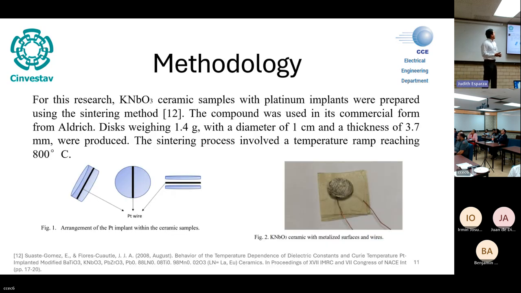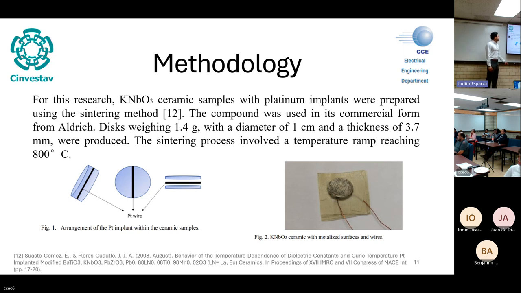Now I'm talking about the methodology. For this research, potassium niobate ceramic samples with platinum implants were prepared using the sintering method. We ourselves manufactured the ceramics by means of already validated methodologies like sintering, in which our samples are heated to high temperatures. The compound was used in its commercial form, and we produced discs weighing 1.4 grams with a diameter of 1 centimeter and a thickness of 3.7 millimeters. In our sintering process, we used a temperature ramp reaching 800 degrees Celsius.